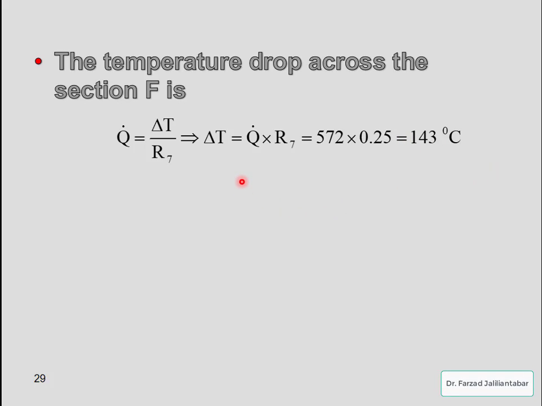Actually, if you remember the previous sections, we had this equation. When heat is transferred through a medium, the temperature will drop in that medium or material due to the thermal resistance in that material. So we can calculate the temperature drop of that material by multiplying the heat transfer through the material times the thermal resistance in that material.